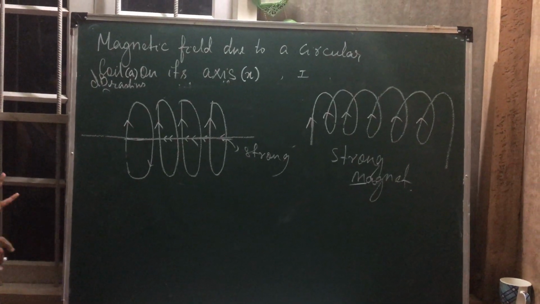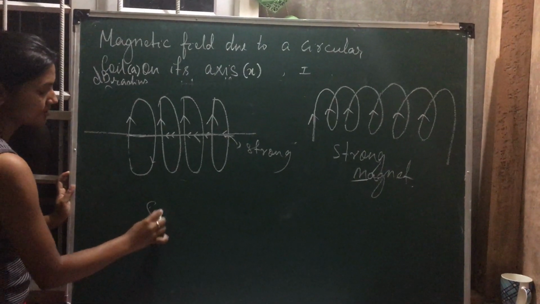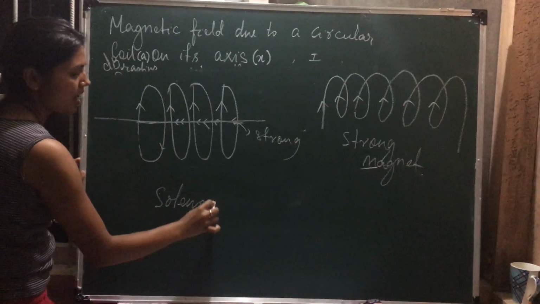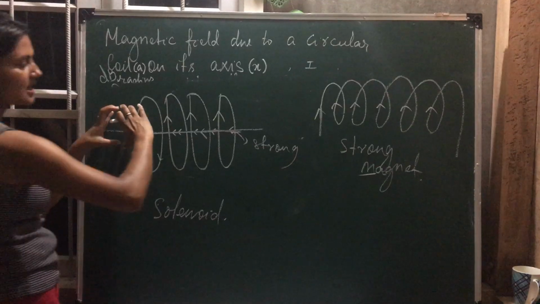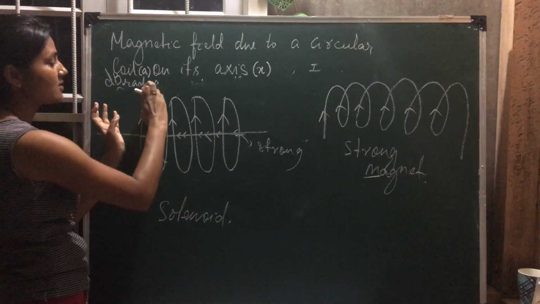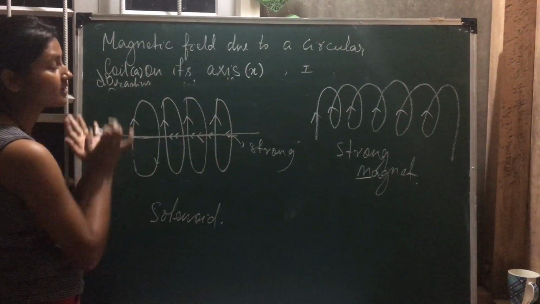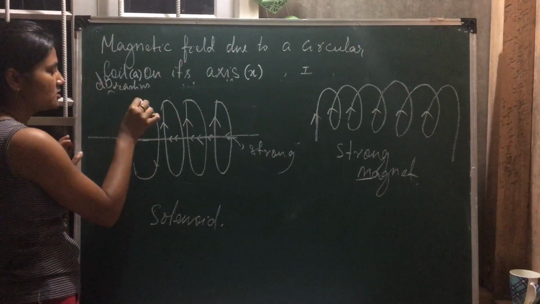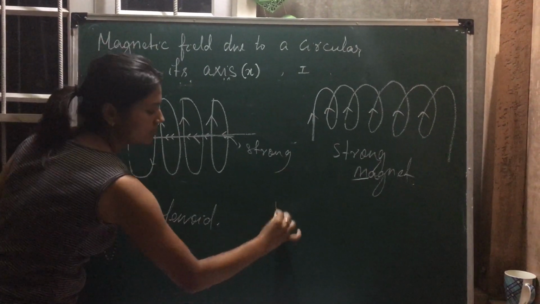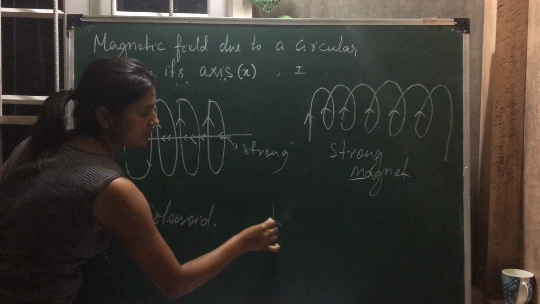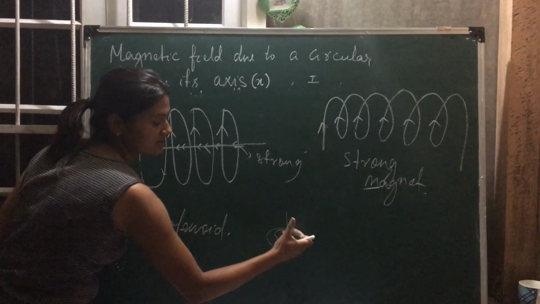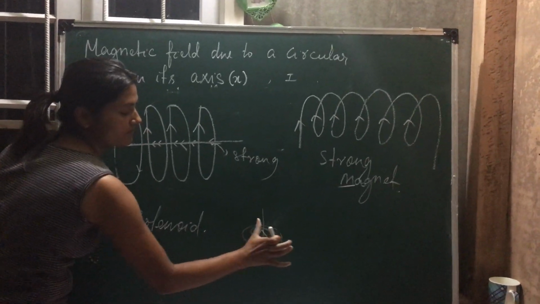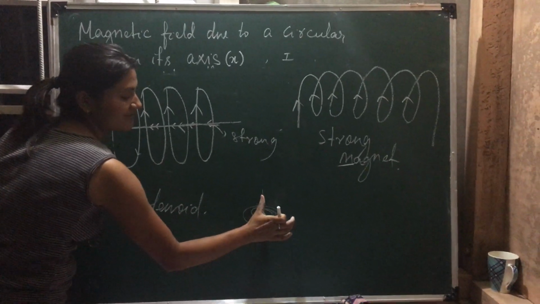Then another thing about the solenoid is that outside the field is zero. Inside only there is a magnetic field, but outside there is no magnetic field at all. Why is it so? Do you know how the magnetic field is due to a straight wire? Concentric circles, right? The right hand thumb rule, right?